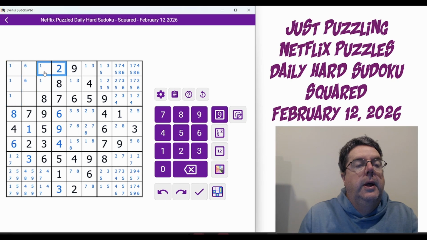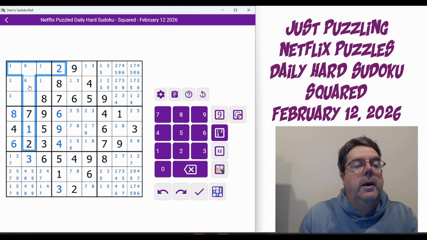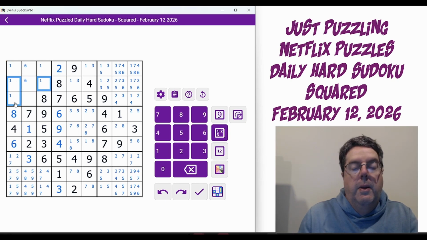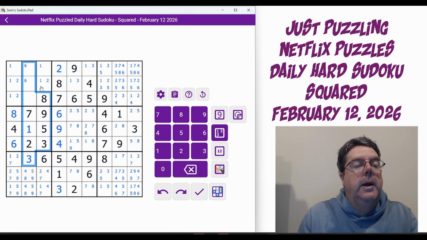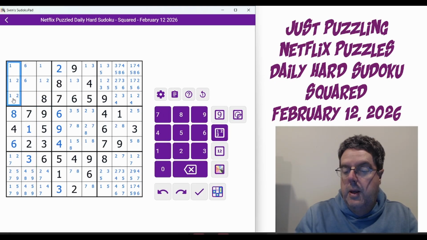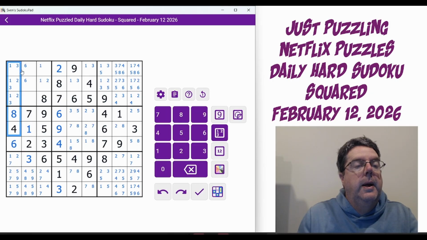2 comes across here and up here. So 2 is one of these. 3 can't be here, can't be here. So 3 is one of these. 4 comes up here and across here. So 4.